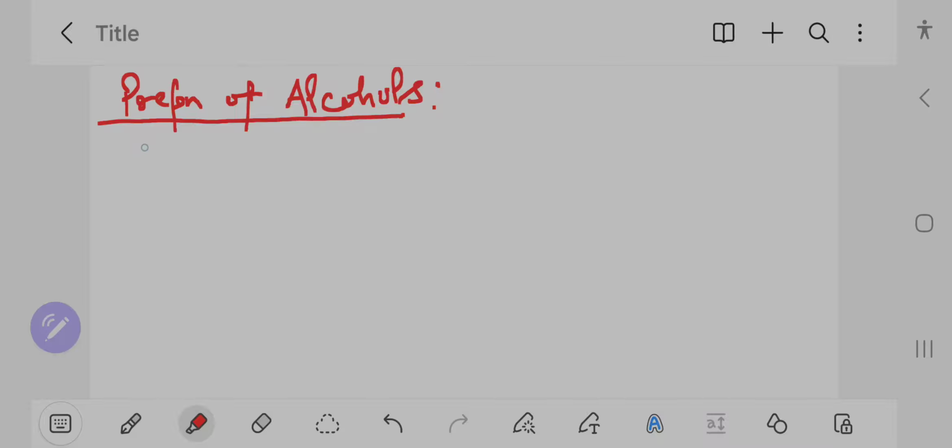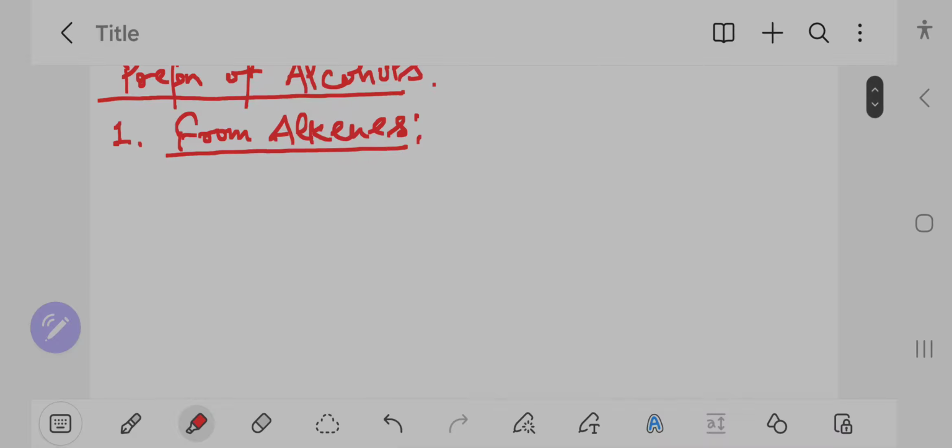In the preparation of alcohol, first of all, we take it from alkenes. We know that alkenes are unsaturated hydrocarbons which have a double bond in them. The preparation of alcohols from alkenes is by acid catalyzed hydration.